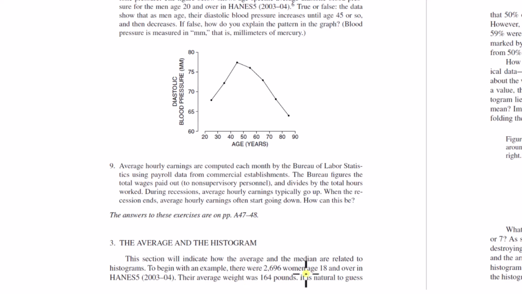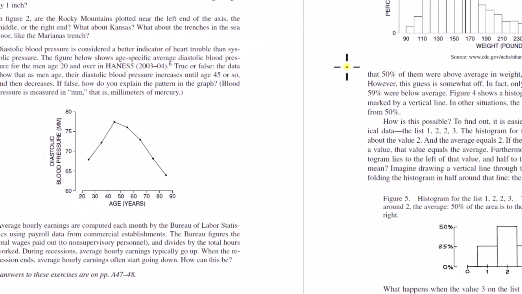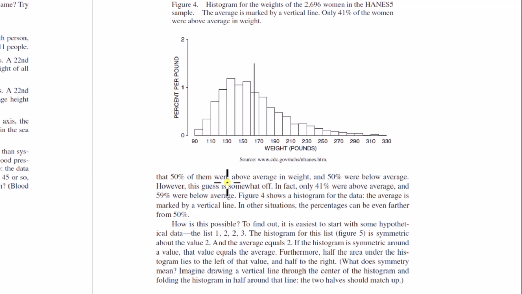The median. It is natural to guess that 50% of them were above average in weight and 50% were below average. Well, I don't know how natural that is. To me, I would have a sense that that's not necessarily the case. Well, no, I take that back. If you take the average, you might tend to think that the meaning of the average is that 50% of the women were above that weight, 50% were below. I could see how you could think that. However, this guess is somewhat off. In fact, only 41% were above average and 59% were below average of the data points of the women.